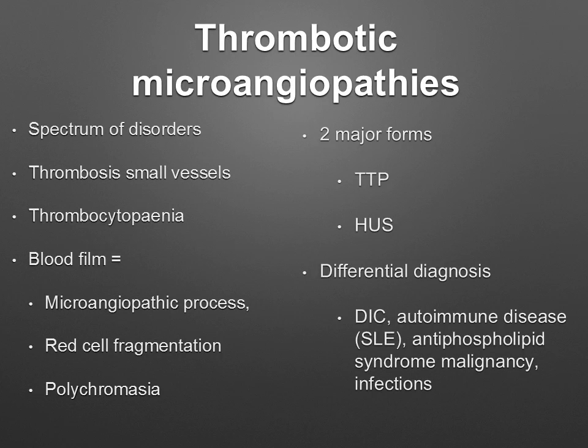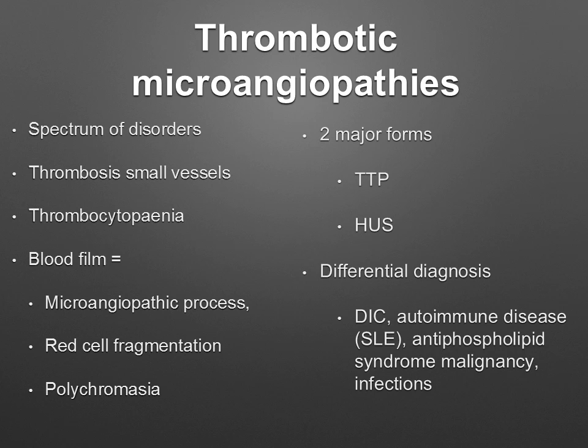Finally, let's talk about the thrombotic microangiopathies. This is a spectrum of disorders where you start getting thrombosis in the small blood vessels as well as thrombocytopenia. You have this characteristic appearance on the blood film of a microangiopathic process with red cell fragmentation and polychromasia, which is an abnormally high number of immature red cells in the bloodstream because they're prematurely released from the bone marrow during blood formation. There are two major types: hemolytic uremic syndrome and thrombotic thrombocytopenic purpura, or TTP. The differential diagnosis can be tricky.